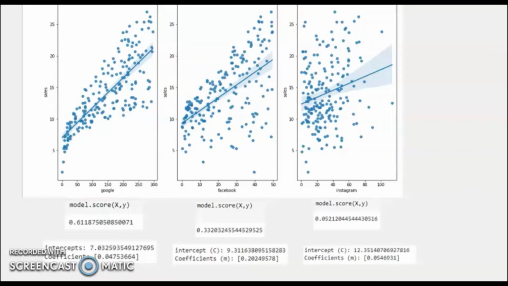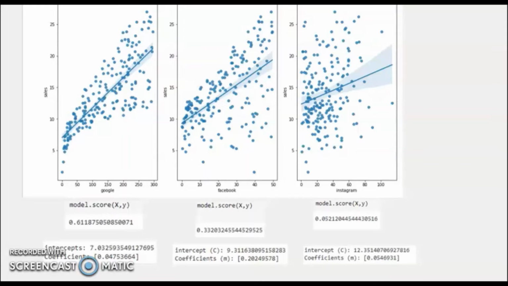Next, I'd like to talk about the coefficient of determination, R squared, coefficient, and the intercept. R squared more than 0.7 is high level of correlation. R squared less than 0.4 is low level of correlation.